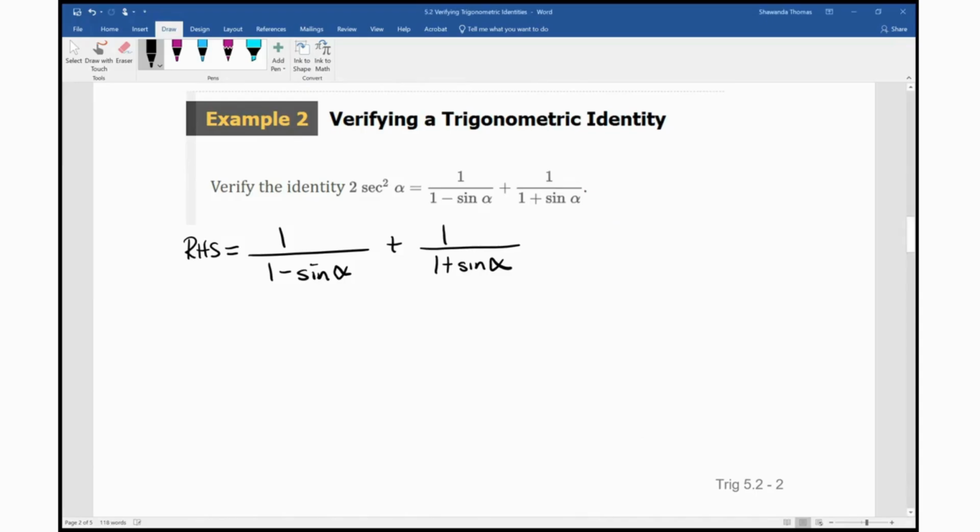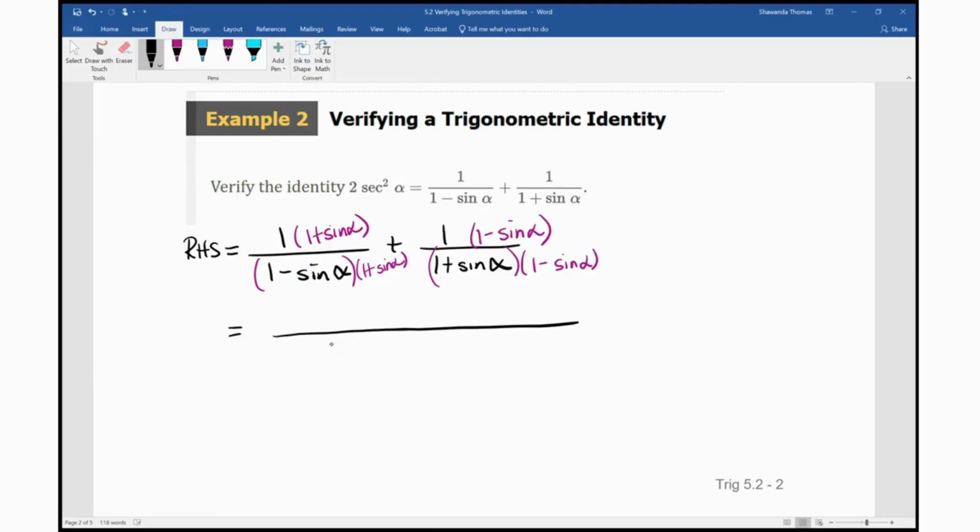Both of them. So this side needs 1 plus sine alpha, top and bottom. And this side needs 1 minus sine alpha, top and bottom. So we at least know that our denominator is 1 minus sine alpha times 1 plus sine alpha. Every once in a while, you have to look at what you're supposed to be getting this to equal.